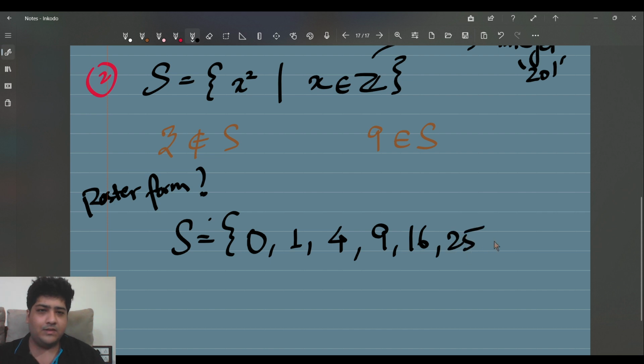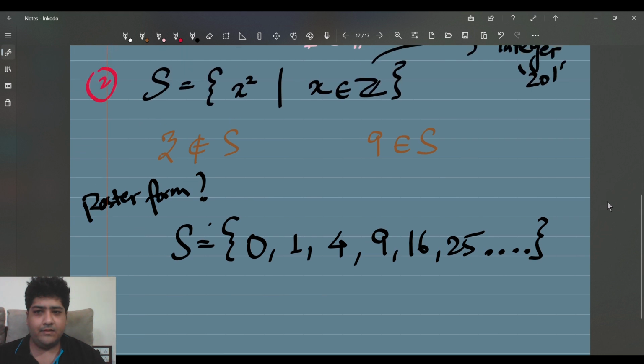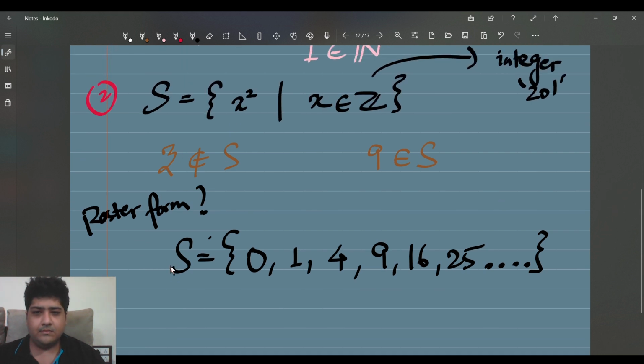So all the squares of integers are in my set. And negative 5 squared is also 25, negative 4 squared is also 16. So we need not repeat it. It's just a collection, so it's enough to mention it just once. So this is the roster form for the same set. So I have given the same variable name to S. These both mean the same things.